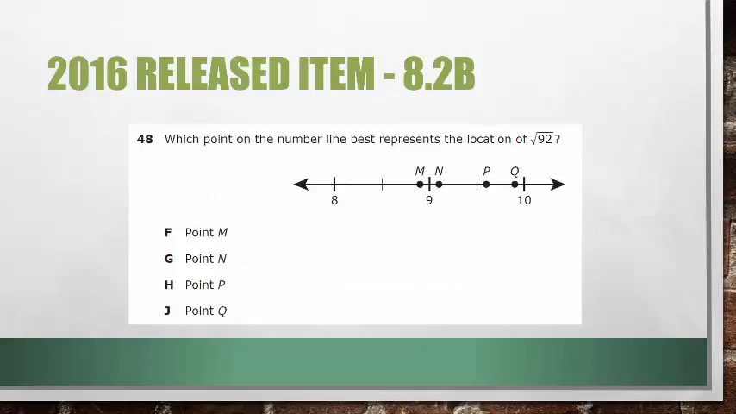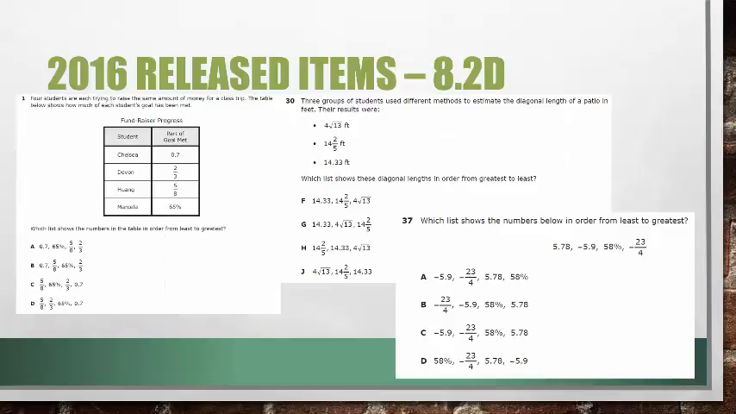In 2016, the state released this item, and it is linked with Process Standards 1B, 1C, 1E, and 1F, and the correct answer is H. My apologies for how I fit question 37 on the screen, but I really wanted you to be able to see all three of those on the same screen.